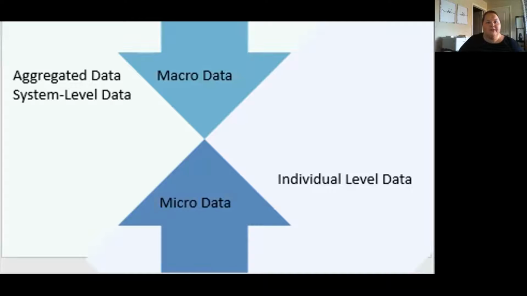So for the purposes of this training, we've divided child welfare data sources into macro and micro level data, which essentially parallels with macro and micro practice in social work. So macro level social work practice is concerned with systems, policy, legislation, things that affect a larger number of people. Macro is about the big picture, while micro level social work practice includes working with individuals, families, and groups.